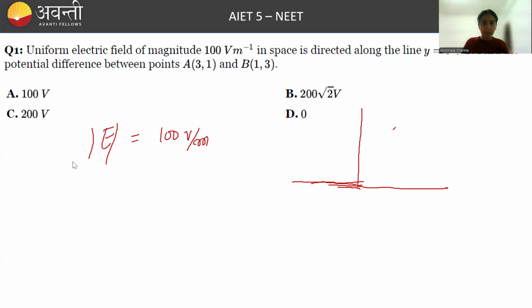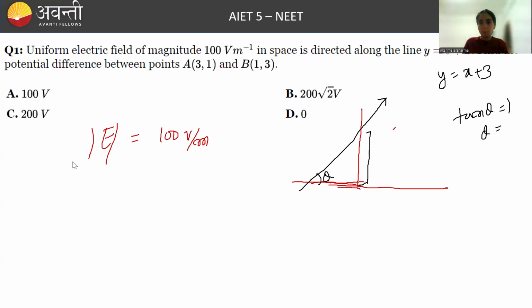So this graph will look like what? If we draw it, it will look something like this. Its slope is positive and its intercept is also positive. And this slope value will be how much? y is equal to x plus 3. So if we put it in the form of y equal to mx plus c, the m value is 1. That is, the slope is 1, tan theta is 1. So theta is how much? 45 degree. Sorry, 45 degree. So this is 45, and this will also become 45. And the magnitude of the electric field is given.